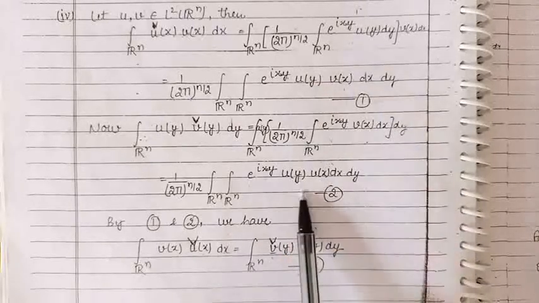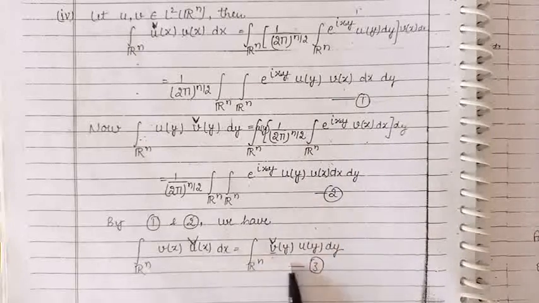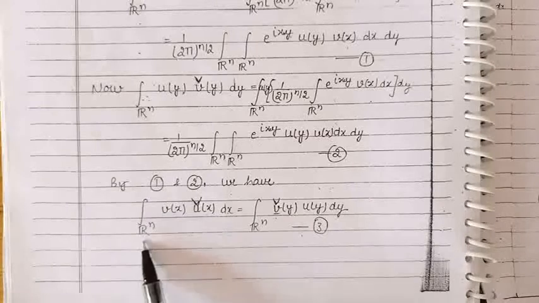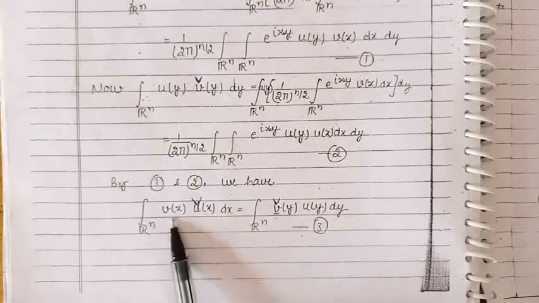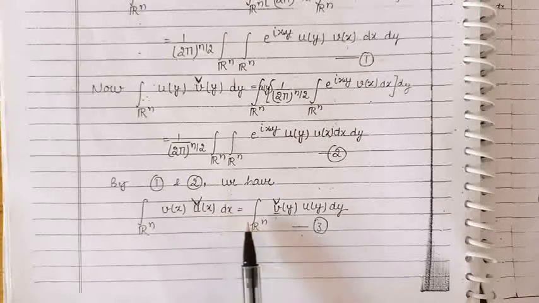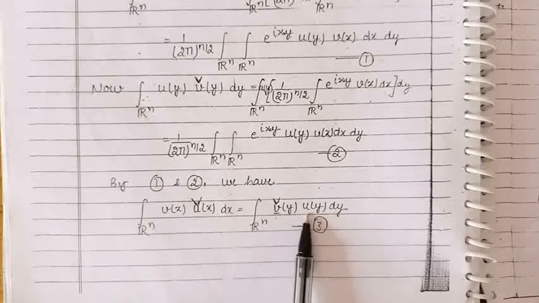Now from here we can see that the right hand sides of the two equations are equal, so the left sides will also be the same. So we have proved that the integral over Rn of the product of v with the inverse transform of u is the same as the integral over Rn of the product of the inverse transform of v with u.